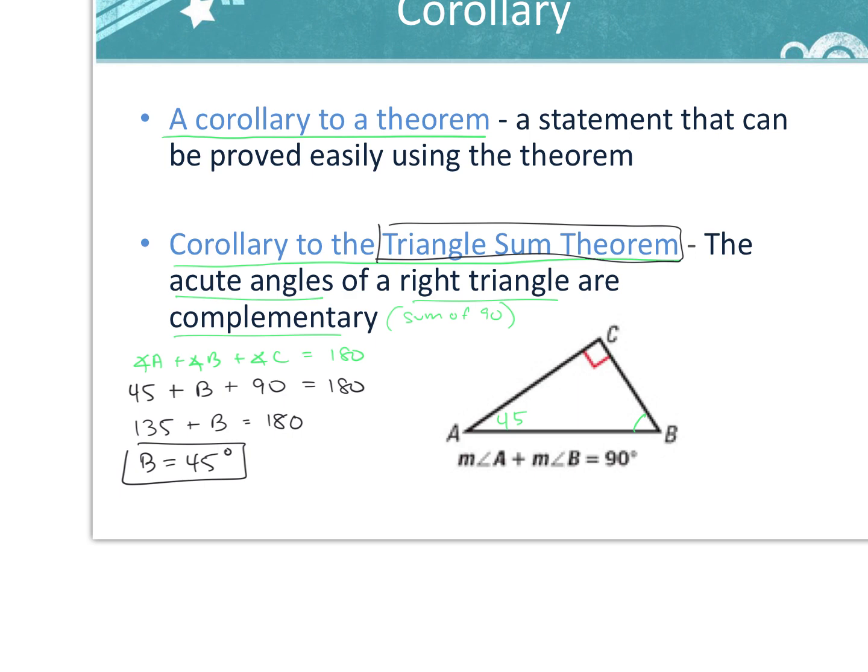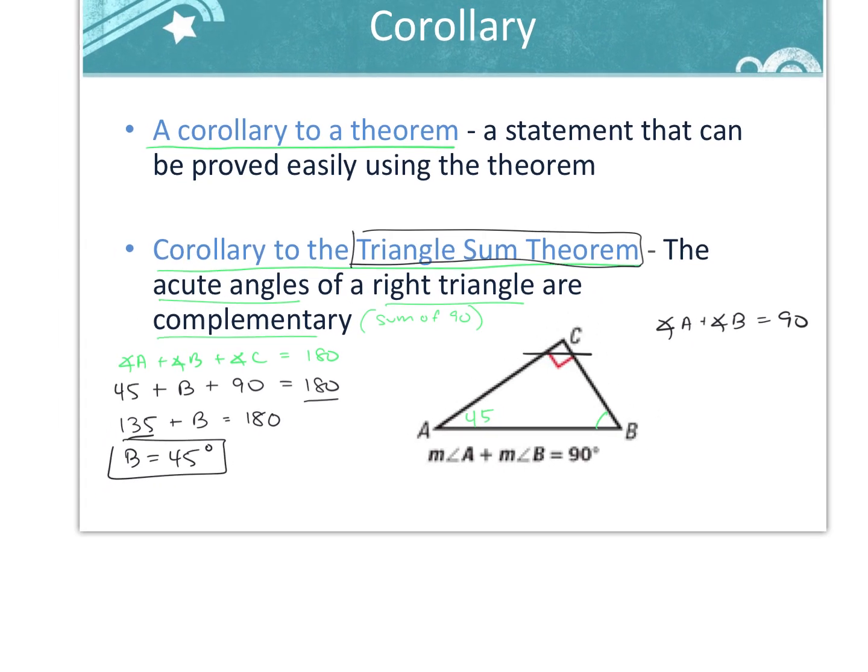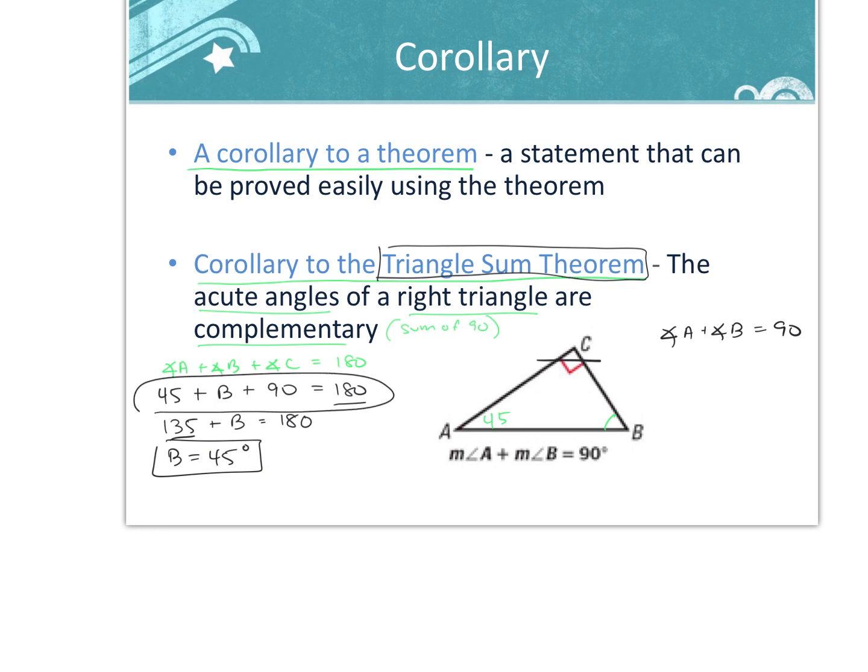However, notice that I'm using bigger numbers like 180 and 135. What the corollary tells me is I already know that angle C is 90, so angle A plus angle B equals the other 90, because 90 plus 90 is 180. So instead of setting it up with three terms on the left equaling 180, I could just do 45 plus B equals 90, and so B equals 45. Notice I still get 45, but the math is easier because I'm using smaller numbers and adding only two terms instead of three.